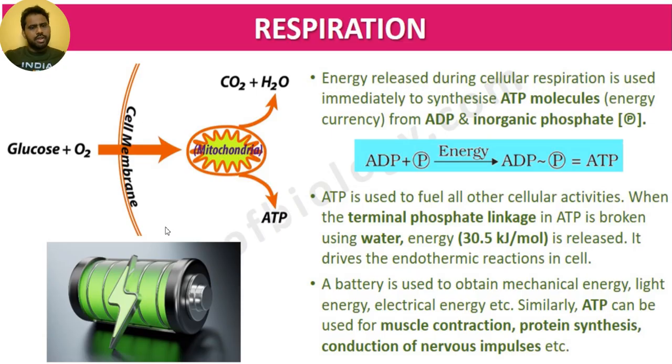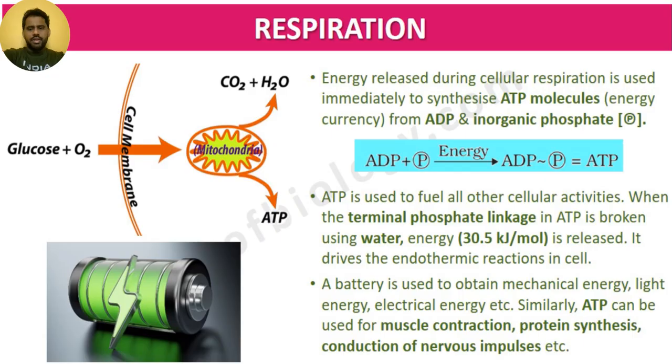Glucose plus O2, cell membrane, mitochondria, CO2 plus H2O, and ATP. Energy released during cellular respiration is used immediately to synthesize ATP molecules from ADP and inorganic phosphate. ADP plus phosphate gives energy in ATP. ATP is used to fuel all other cellular activities. When the terminal phosphate linkage in ATP is broken using water, energy is released. It drives the endothermic reactions in cell.